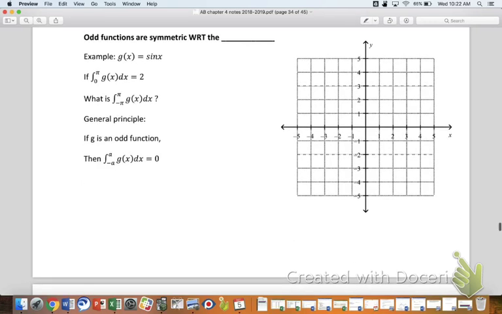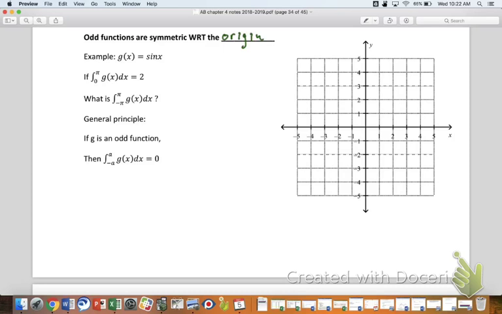So let's talk real quick about odds. Odd functions are not symmetric with respect to the y-axis, but with respect to the origin. If a function was symmetric with respect to the x-axis, it wouldn't actually be a function. It would fail the vertical line test, since a vertical line would hit more than one point. So origin is your symmetry here for odd functions.